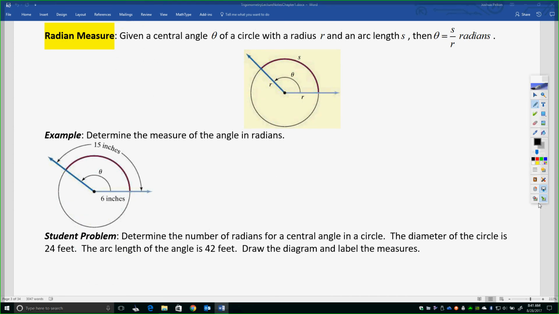So the radian measure formula says the central angle, which we're going to call theta in this case, you can look back at the Greek alphabet, is S over R, where S is the arc length and R is the radius. So if we have this particular circle here in the example with an arc length of 15 inches and a radius of 6 inches, then the central angle theta, S over R, is 15 inches over 6 inches, cancel, cancel, which is 2.5 radians. Okay, notice when there's no measure left, it becomes radians. Pause the video, try the student problem.